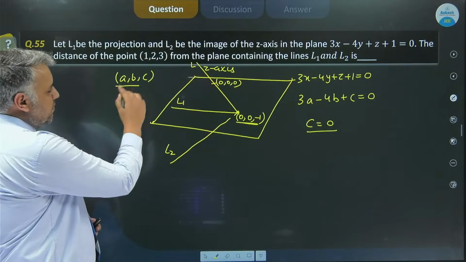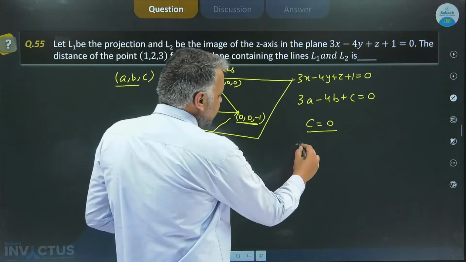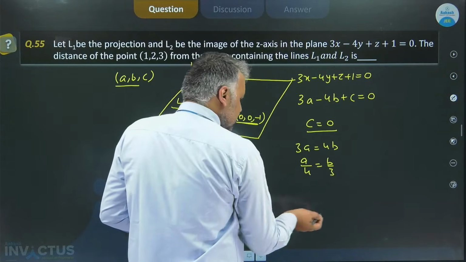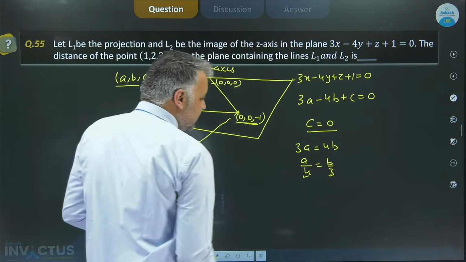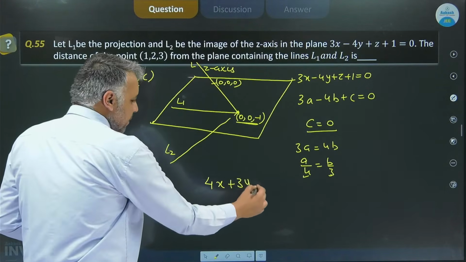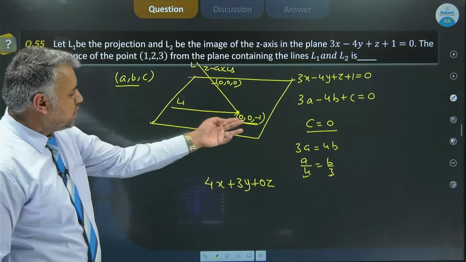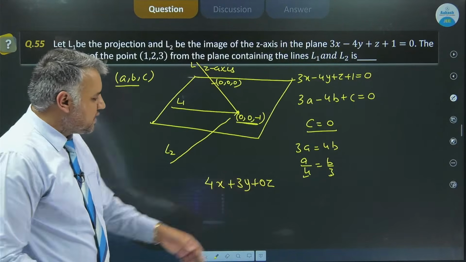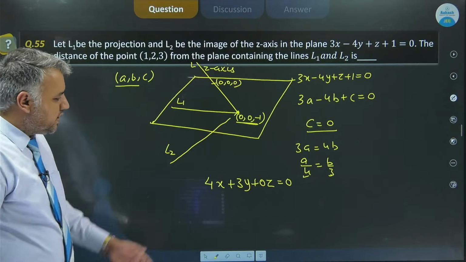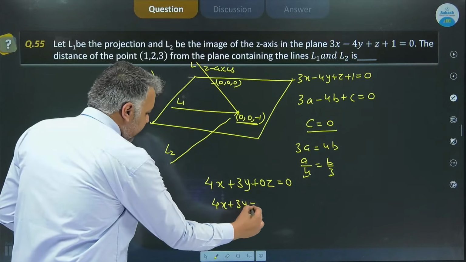Because A dot 0, B dot 0 and C dot minus 1 is 0, that means C is equal to 0. So if C is equal to 0, then 3A is equal to 4B, or you can say A upon 4 is equal to B by 3. So you can use A as 4, B as 3. So the required plane will be 4x plus 3y plus 0z because C is 0. And it passes through obviously 0, 0, minus 1. So that must be 0. It completely contains the Z axis also. So it also contains the origin. So 4x plus 3y is equal to 0 is the required plane.